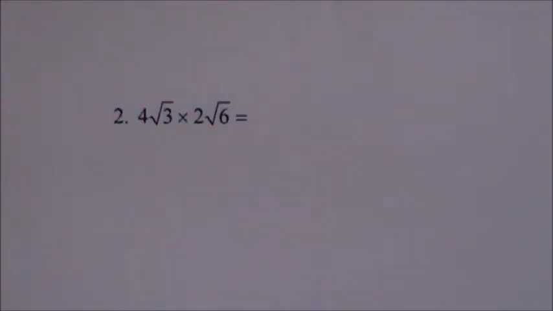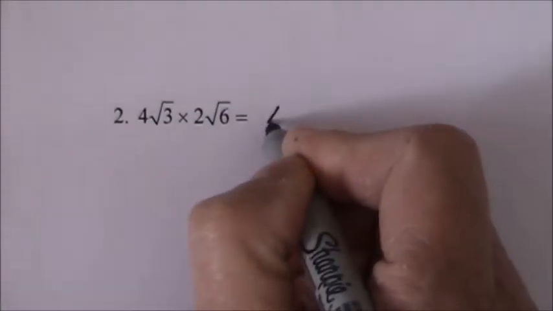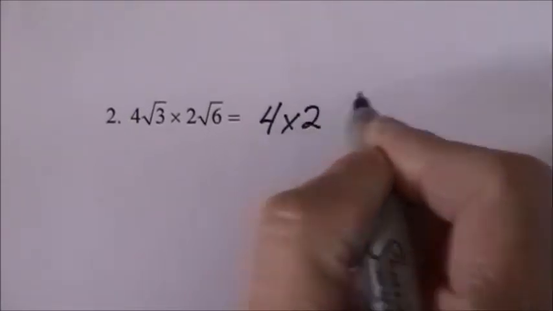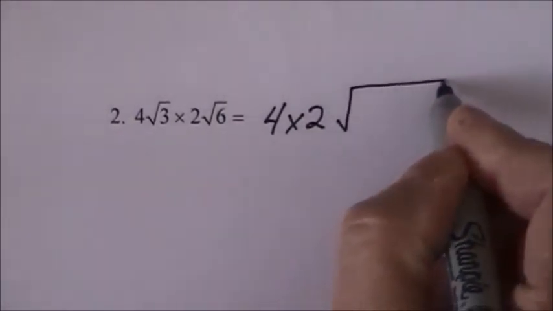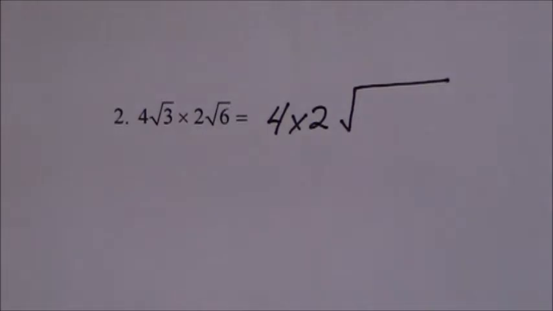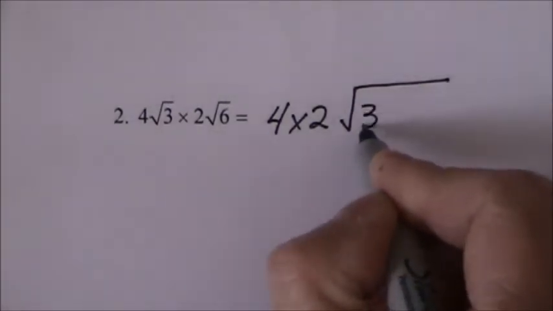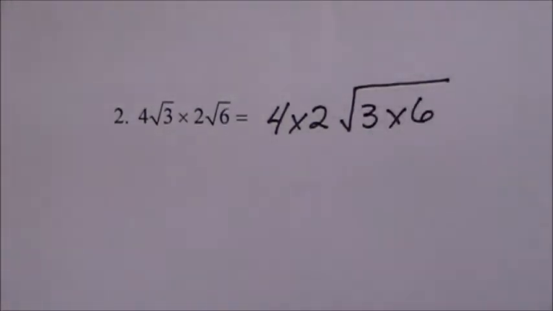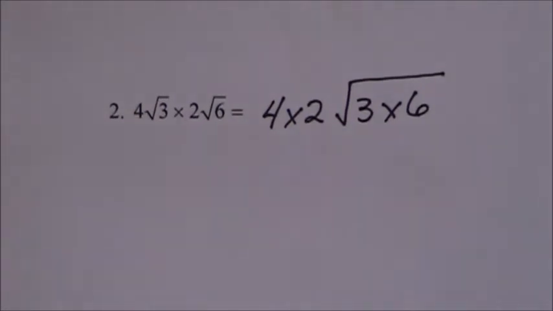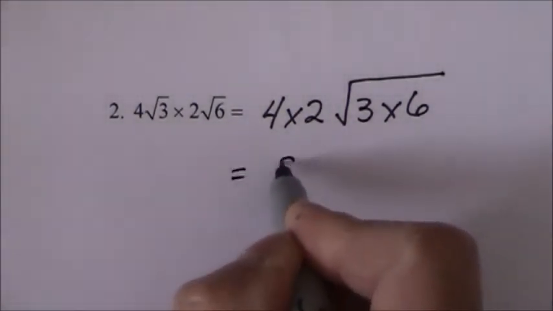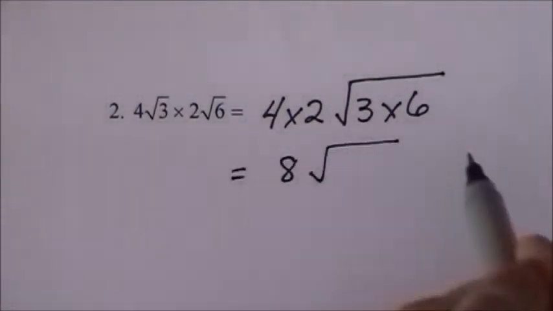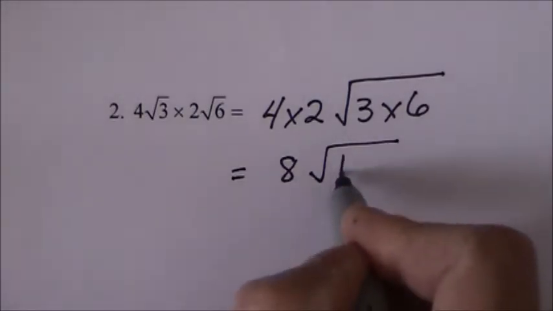This question has coefficients in front of both radicals, so we're going to multiply those coefficients together, and we will have 4 times 2. And then under the radical sign, we are going to multiply the radicands together, so 3 times 6. Multiplying 4 times 2, that gets us 8. 3 times 6 gets us 18.